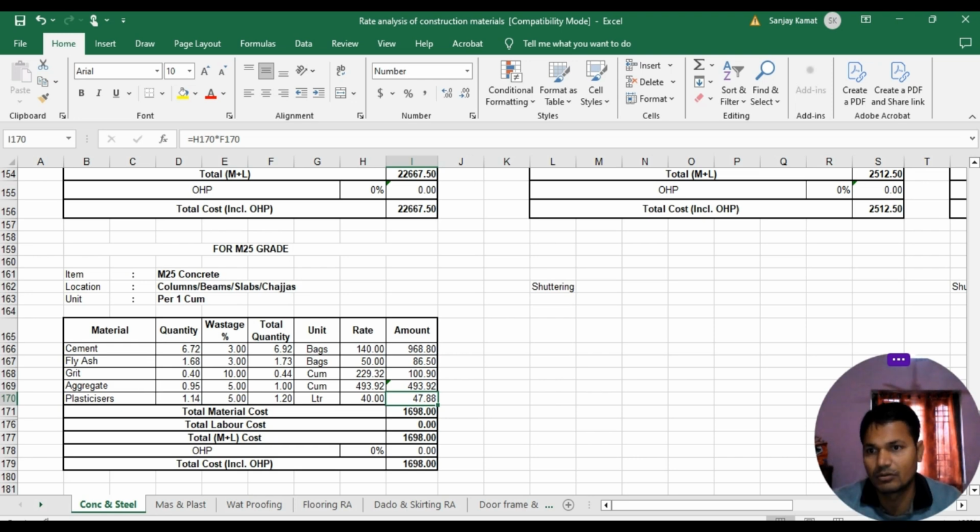Now coming to the plasticizer. The quantity we have taken is 1.414, and the wastage percentage of the plasticizer we have taken is only 5%. This time we are wasting only 5% of the plasticizer. The total quantity of the plasticizer we have taken is 1.20. And the unit of the plasticizer is always liter, okay, because this is a liquid. The rate of the plasticizer is 40.